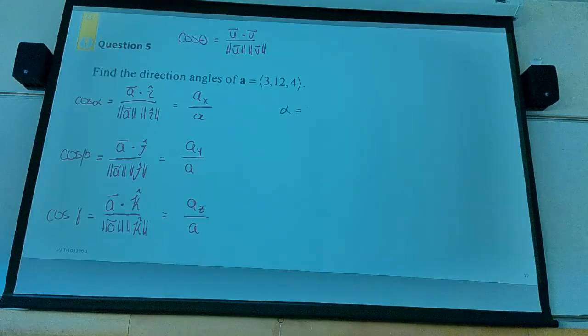Right, which means that alpha would be the inverse cosine of the x component over the magnitude. What is the magnitude of A? What was it? How does that simplify? It doesn't.